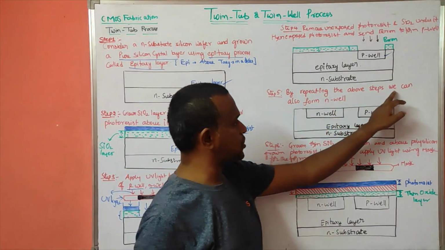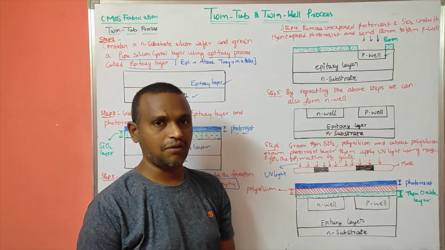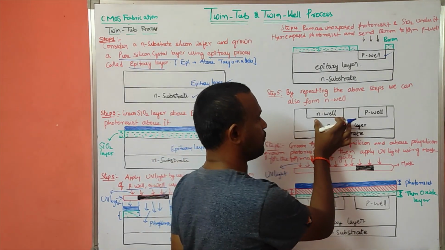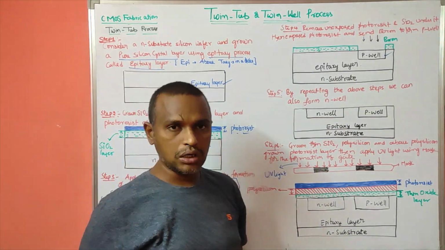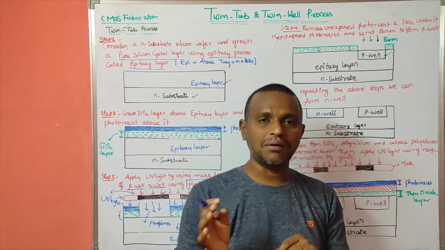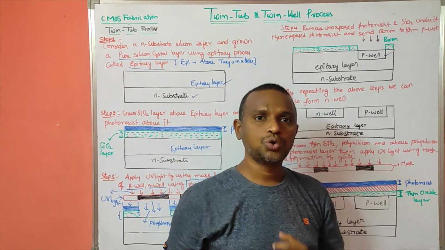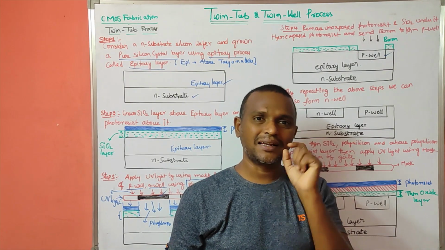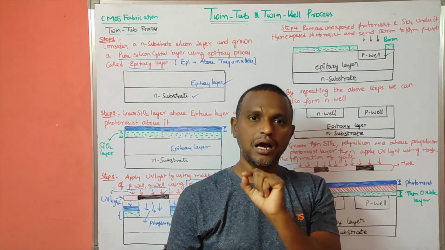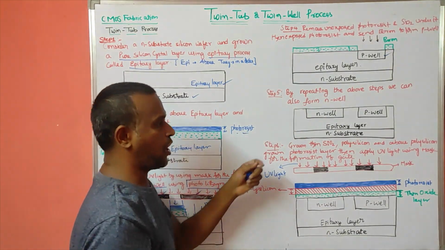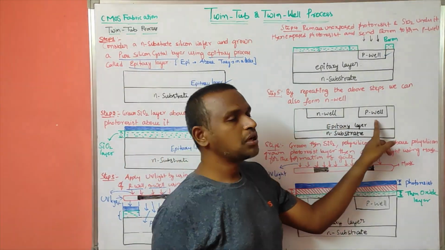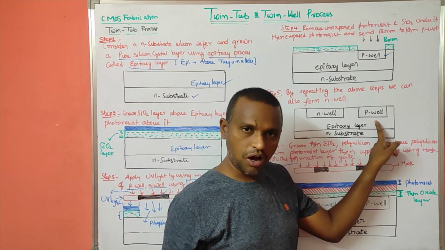So both N well and P well will be formed. By repeating the above steps, we can form the N well. So that is the formation of N well and P well. Here we got twin tub, or twin well, meaning we have two wells, N well and P well, and those are formed by using these fabrication steps. Here N well is formed and at the same time P well is formed.